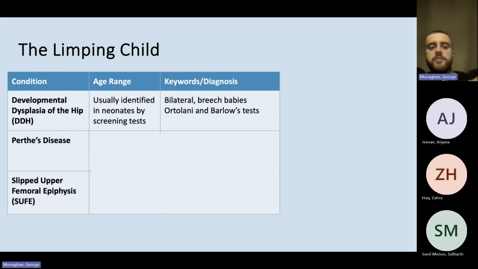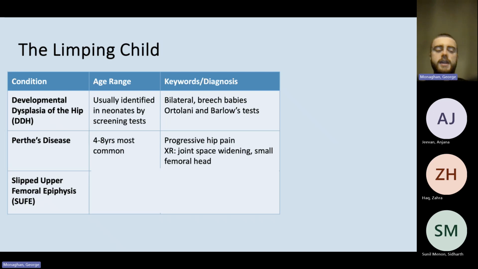So developmental dysplasia of the hip is a congenital deformity where the femoral head can be completely or partially displaced from the pelvic acetabulum. So the joint is just not exactly where it needs to be. We usually identify it in neonates by a screening test, the Ortolani and Barlow's tests. The buzzwords you could see are bilateral or breech babies, where the baby comes out feet first.